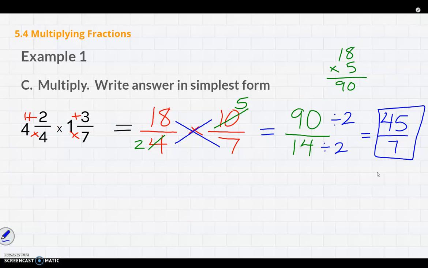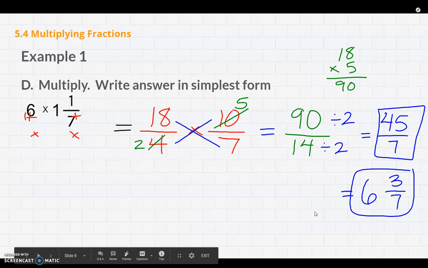However, I will also accept a mixed number as an answer if you'd like. So I say, okay, how many times does 7 go into 45? Well, I know 7 times 6 is 42, so 6 whole times. And if 7 times 6 was 42, that would make me have 3 left over. So 6 and 3 sevenths would be the mixed number. Either one of those answers is acceptable.